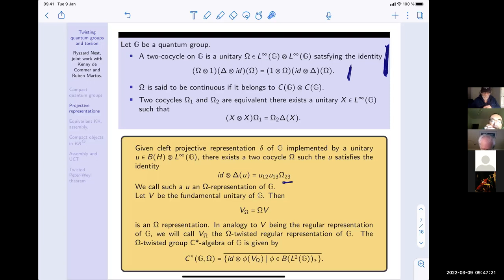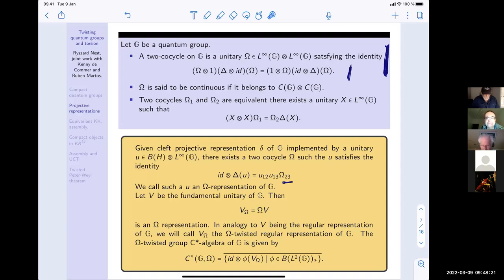And we'll say that U is an omega representation associated to this cocycle. Now, given a cocycle, of course, if the cocycle can be trivialized, then it's just bad luck with the choice of U. But in general, it cannot be. So the next one is what? Like the quantum group has this fundamental unitary, this regular representation, the same thing happens for a twisted projective representation. Given a cocycle, this defines a unitary, and this unitary defines an omega representation. So given omega, there is an omega representation, which is a regular twisted representation.